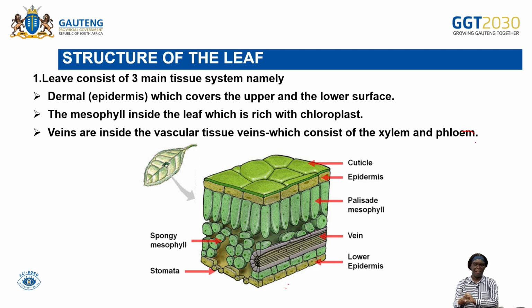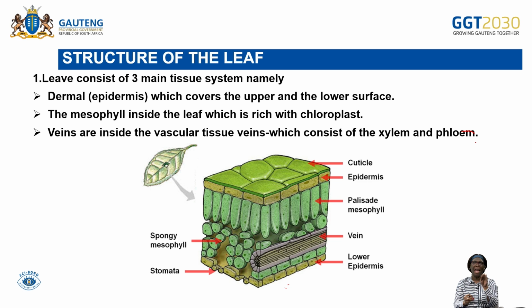Very important information. In the beginning of our slides, I talked about the leaves as the aerial parts of the plant, a green leaf. Now we have the cross-section of a leaf, where we are going to learn about the main tissue systems within the leaf. The leaf is protected by the dermal tissue, that is the epidermis, which covers the upper and the lower surface.